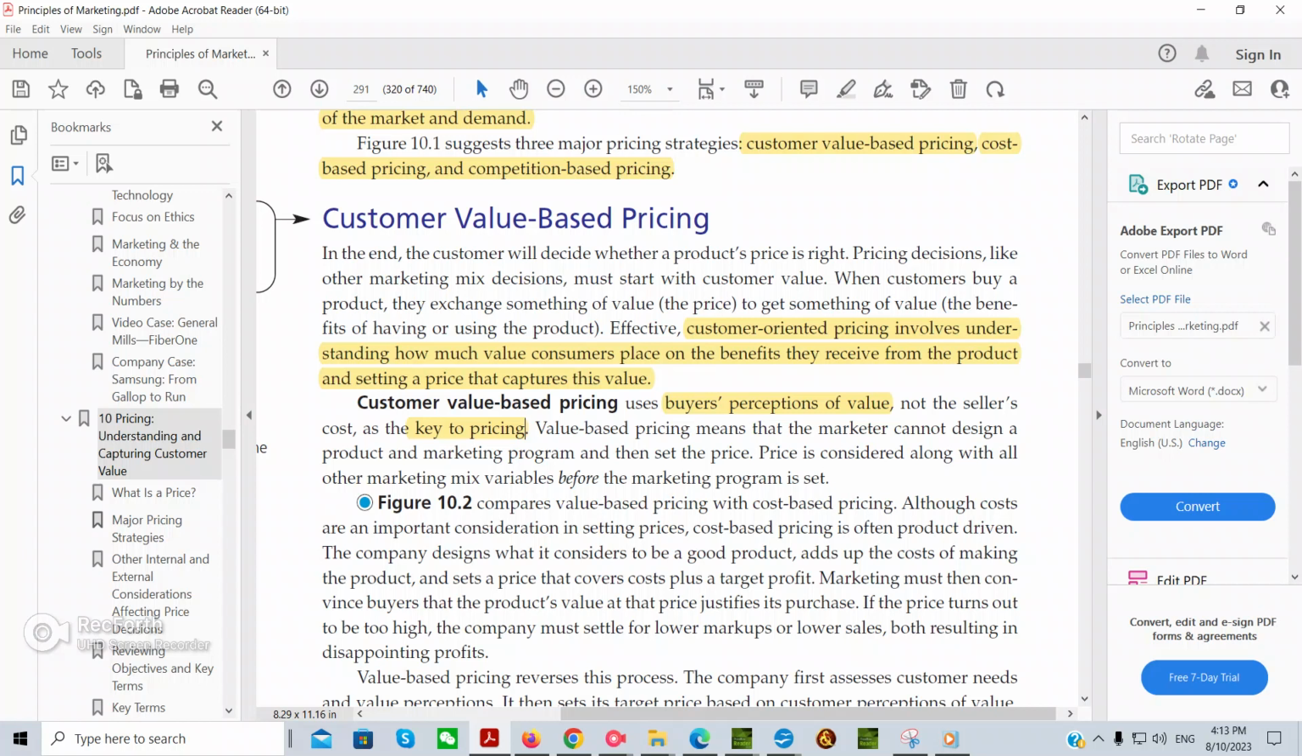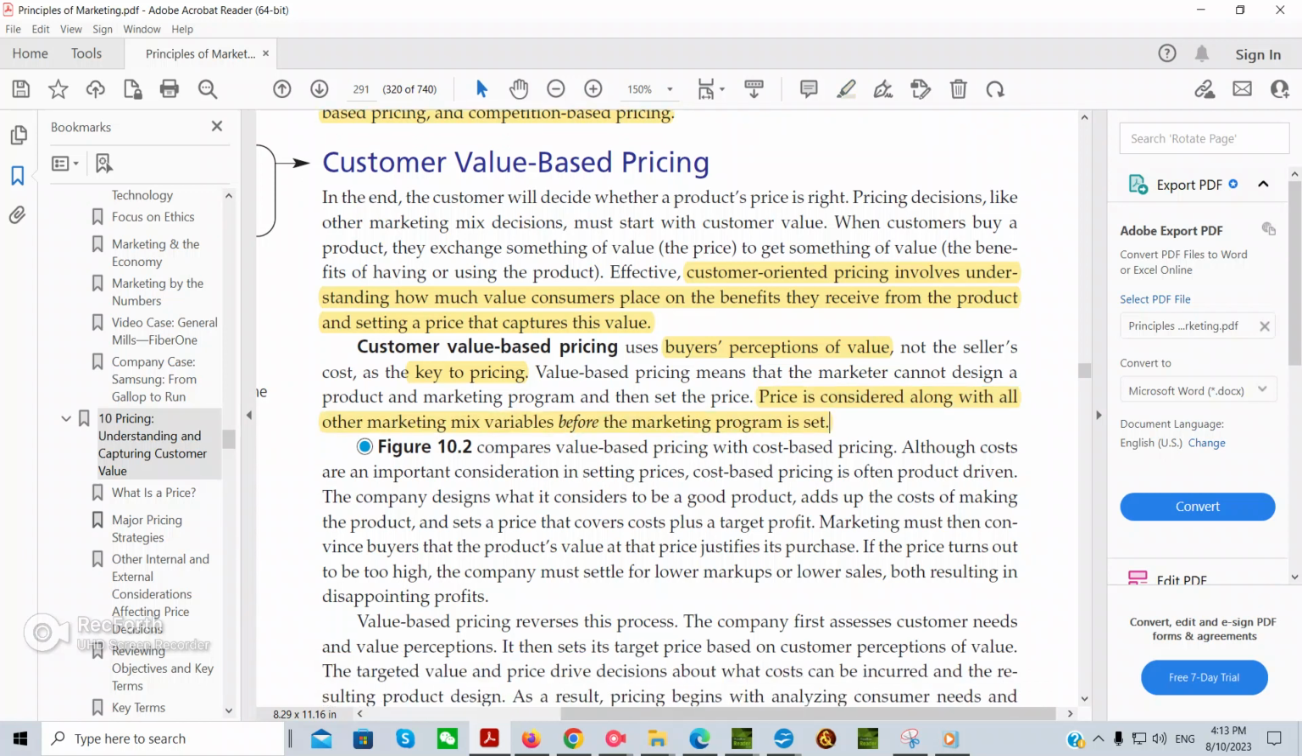Value-based pricing means that the marketer cannot design a product and marketing program and then set the price. Remember that. Price is considered along with all the other marketing variables before the marketing program is set. Just to reiterate that. Now with that said, let's continue on.